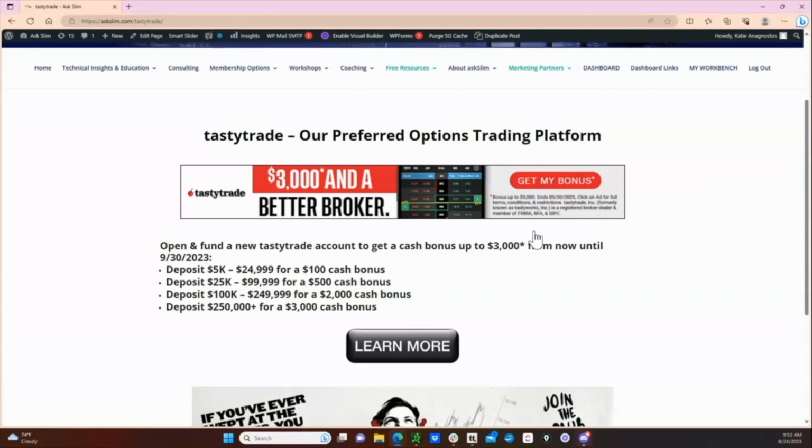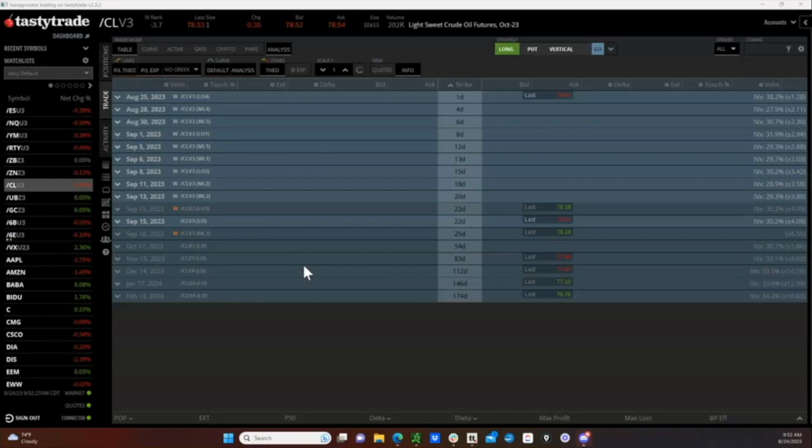Now over to Tasty Trade. I have crude oil loaded in here, symbol /CL. We mentioned the late September, early October time frame. None of these available expiration cycles fit perfectly, so we're going to use this September 15th expiration cycle. Also, note that IV rank is very low. That would suggest a long premium trade idea which will benefit from an increase in volatility.